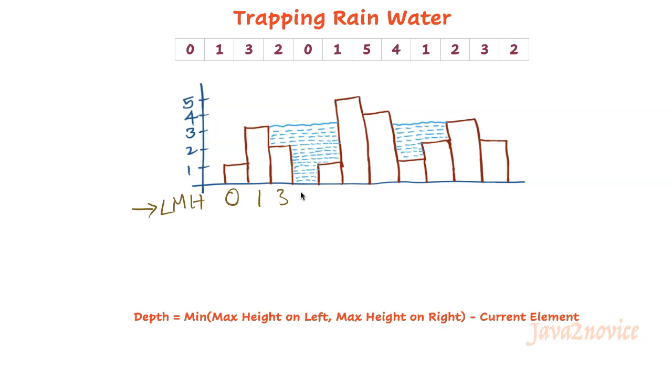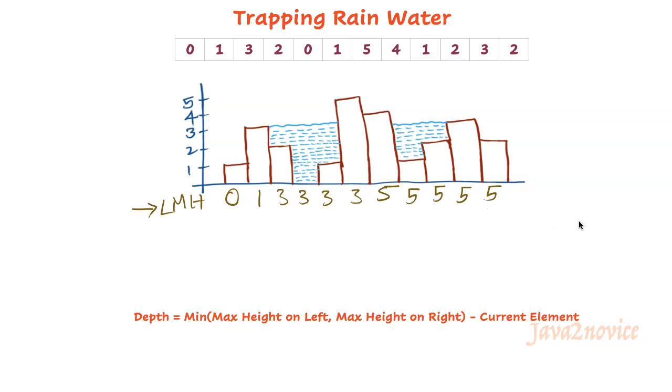In this case, again maximum height is 3. In this case, again it is 3. In this case, still the maximum height is 3. But in this case, the maximum height is 5. Left side maximum height is 5. In this case, maximum height is 5. For rest of the indexes, the maximum left side height is 5.